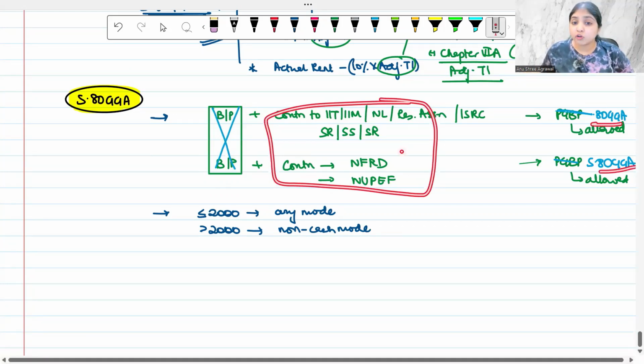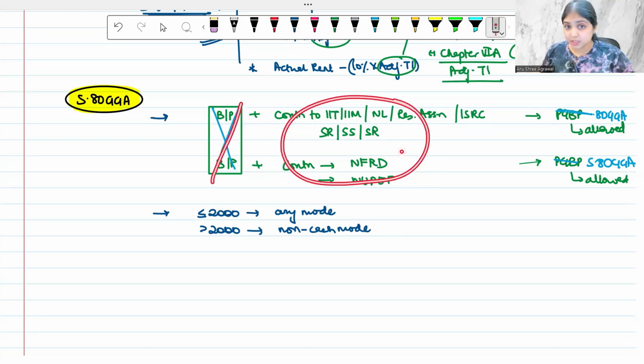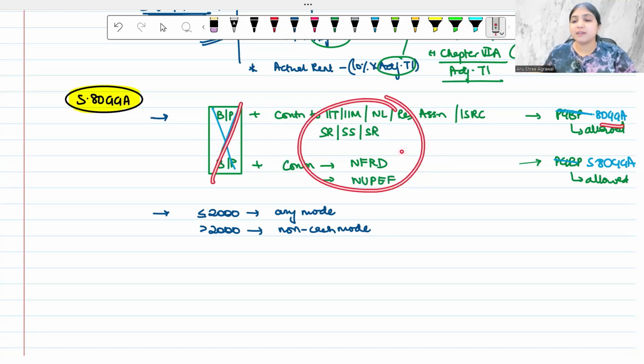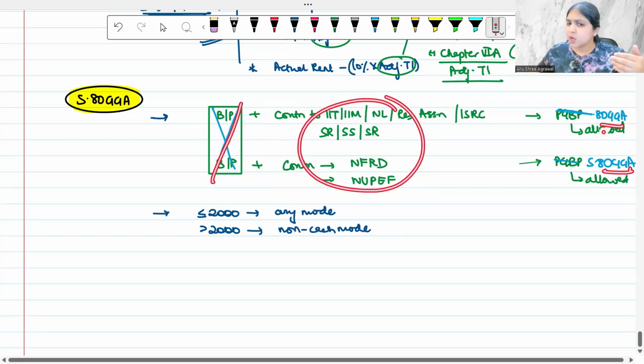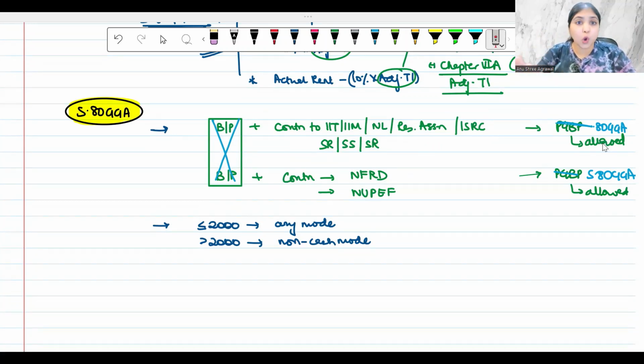What are the payments, guys? Contributions to IIT, IIM, National Laboratory, Research Association, or any approved institution, or any Indian scientific research company for scientific research or research in social science or statistical research. And also contributions to the National Fund for Rural Development and the National Urban Poverty Eradication Fund. If the assessee does not have a business or profession, these contributions will be allowed under 80GGA. There is no maximum limit. Whatever the assessee contributes, fully it will be allowed under 80GGA. Up to 2000, you can make the payment in any mode, but if you're making a payment of more than 2000, it has to be only and only in non-cash mode.